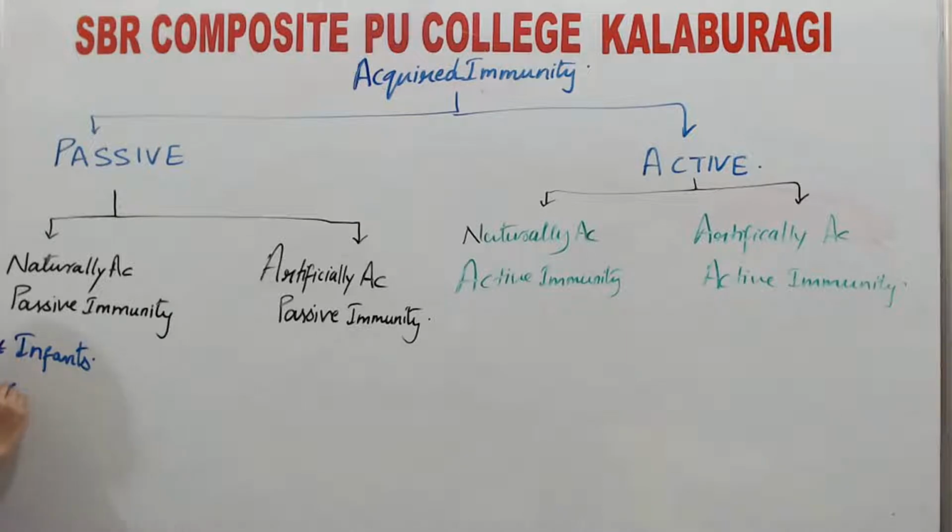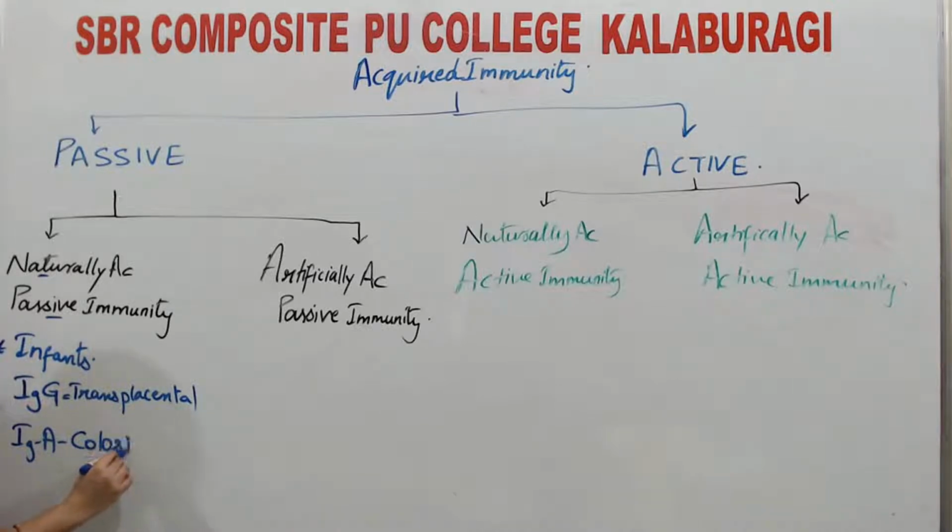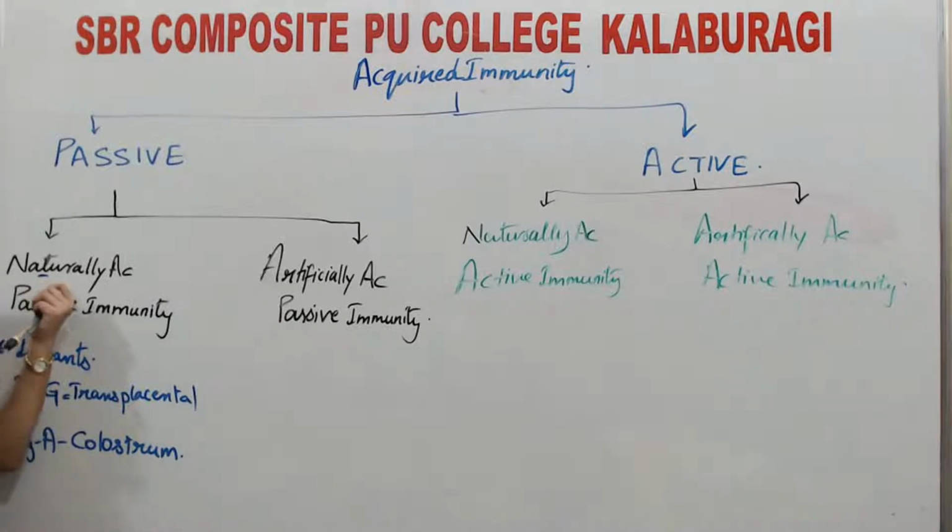through the breastfeeding. See, IgG antibodies, immunoglobulin G antibodies, they are transplacental antibodies which can cross the placenta, and they can cross the mother's placenta and enter into the fetus, is known as naturally acquired passive immunity. Is that clear? And IgA antibodies which are present in colostrum. Mother's milk, the very first secretion of mother's breastfeeding, it is known as colostrum. It is rich in antibodies, that is IgA antibodies. And the immunity gained by the fetus because of these antibodies through the mother, it is known as naturally acquired passive immunity. Where have these antibodies been produced?